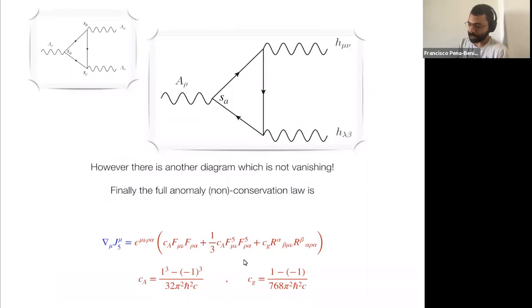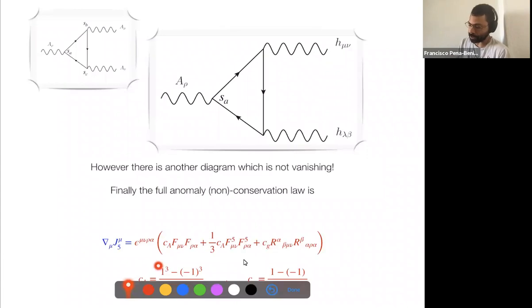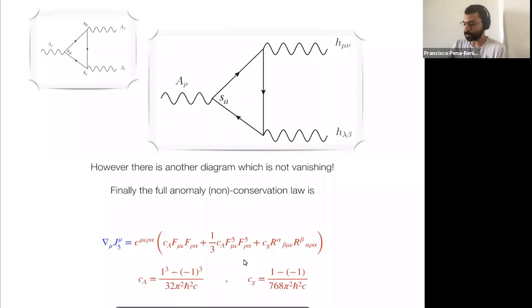Basically, these ones I'm including here are just the charges of the particles that are running inside this loop. In general, I'm writing s here because if I have a set of fermions, or some sort of flavor symmetry, this s captures the information of those charges. So in the example I'm considering, this s is just one for right-handed fermions and minus one for left-handed fermions. If that's the full content of the theory, then the anomaly coefficients take this form, C_A and C_G.